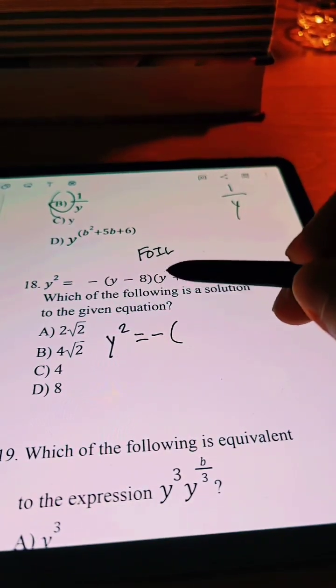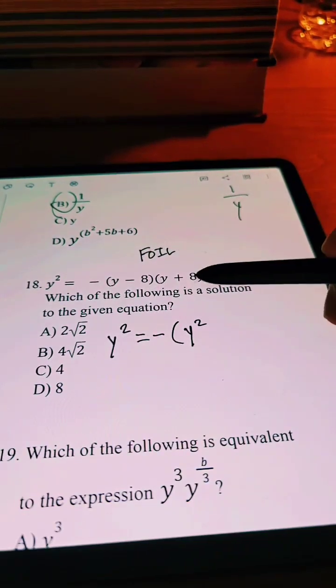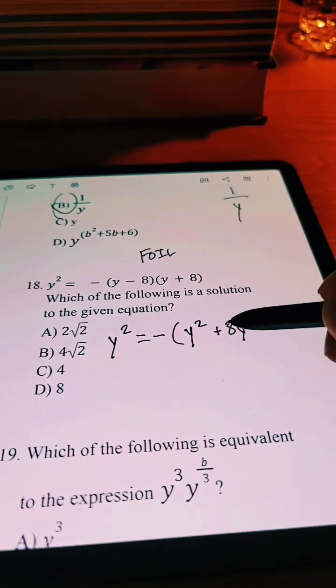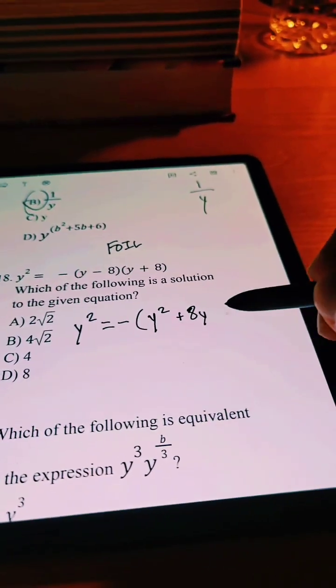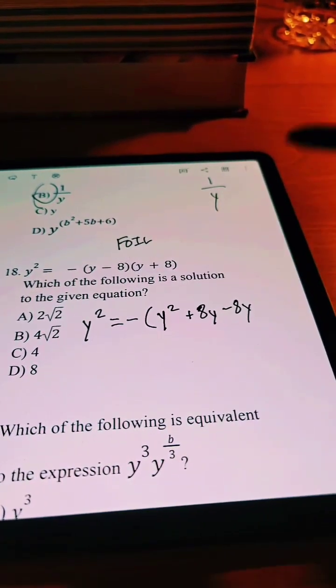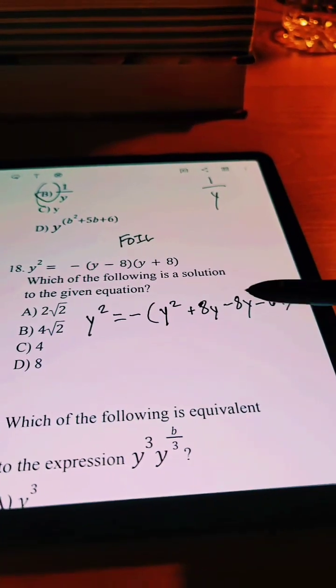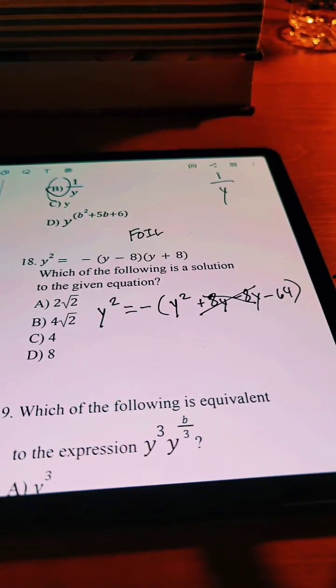So F means I'm multiplying the first things together, y times y, which is y squared. O stands for multiply the outer, so 8 times y, so that's just going to be 8y. And then I stands for multiply the inner, so it's just going to be negative 8 times y, so negative 8y. And then L stands for multiply the last, so negative 8 times positive 8 is going to be negative 64. Now you'll see you can combine like terms to make these cancel out.